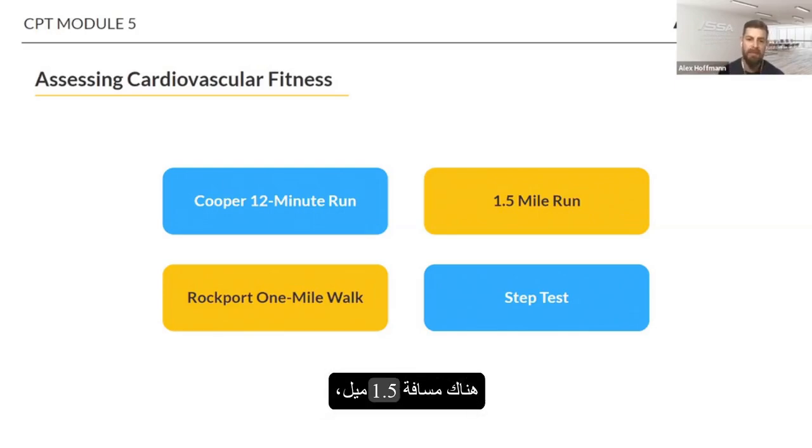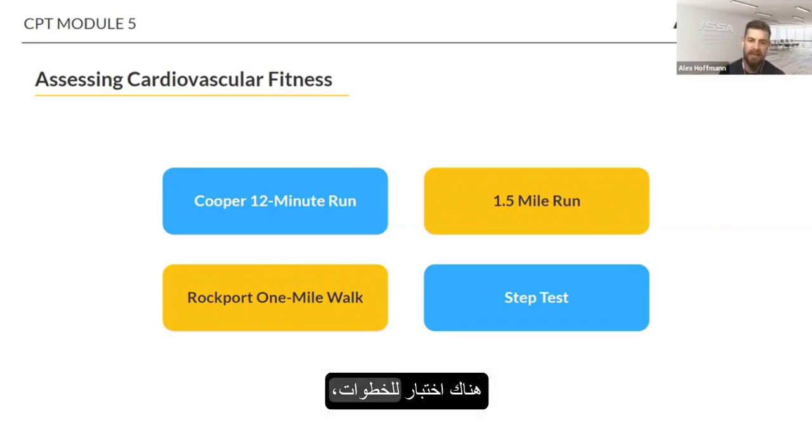Then there's the 1.5-mile run. So that's exactly as it says, could also be done as a walk. You're simply having the client complete 1.5 miles as fast as they can. There's a Rockport 1-mile walk test. Again, very similar to the 1.5-mile run, having the client walk as fast as they can. And then you can estimate the VO2 max based off of that.